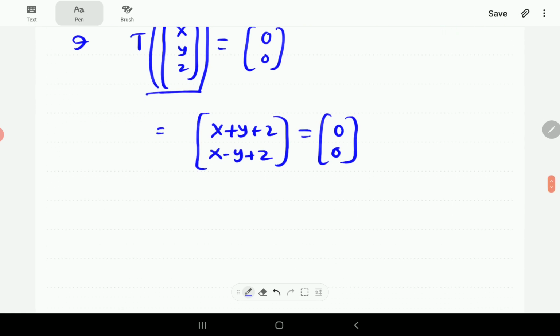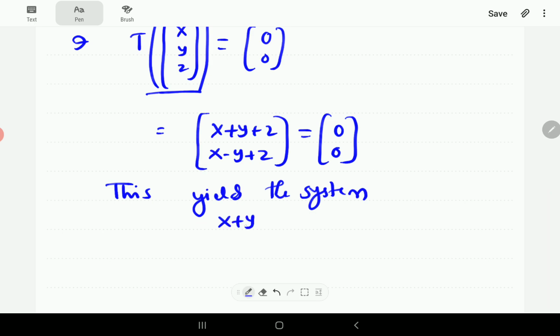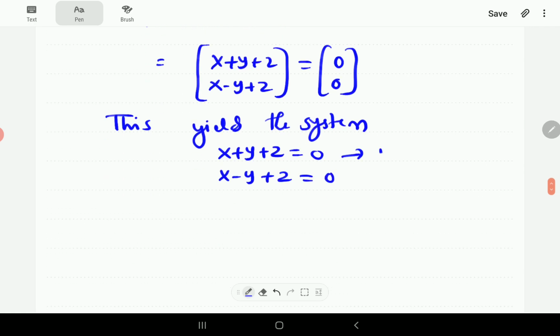Now this yields the system: x plus y plus z equal to 0, and x minus y plus z equal to 0. Let us take this as equation 1 and this as equation 2. Now what we do is try to subtract 1 from 2.